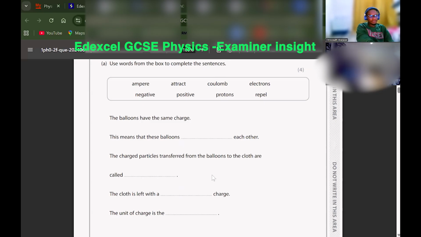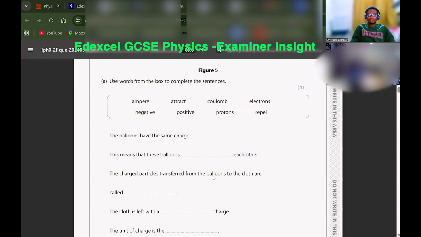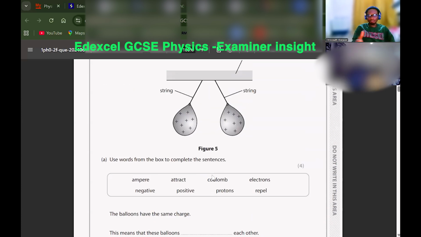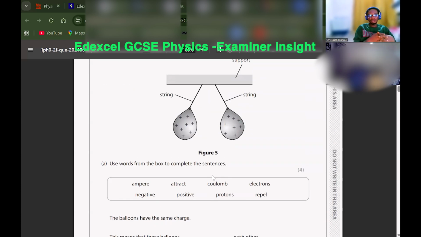A positive charge. Why do you think it's positive charge? Because it's not in the question. It was the balloons that became positive charge. Okay, so let me explain how to know. That means the cloth is negatively charged, so they're taking away all the positively charged.